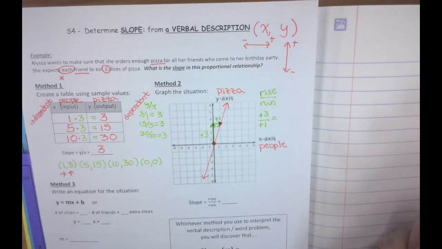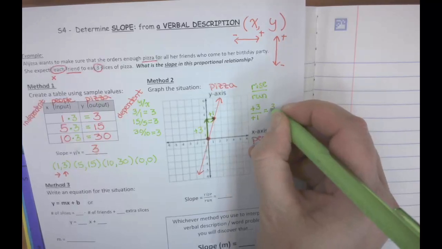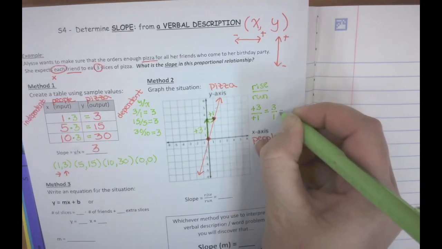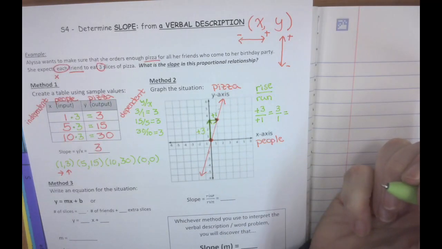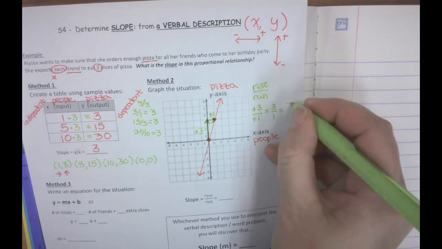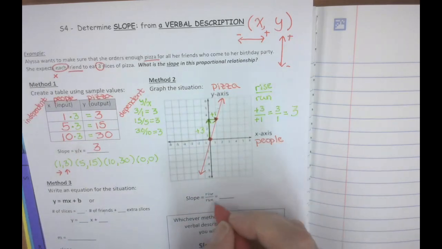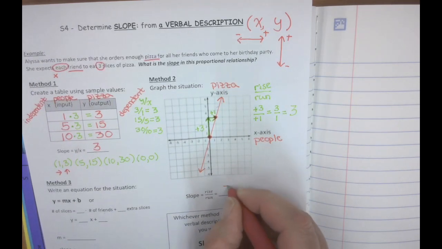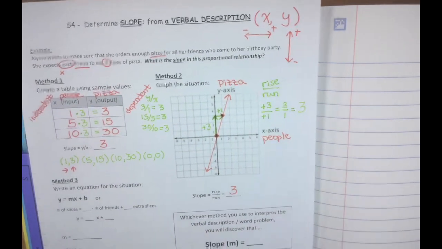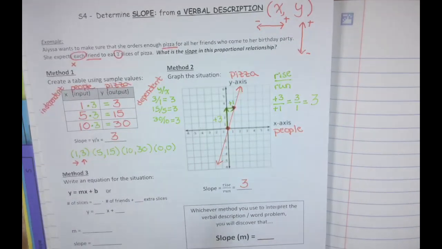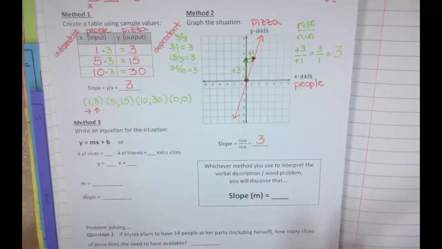Again, when I have positive numbers, I don't have to write the plus sign in front of them. So this is the same as 3 over 1. And of course, if I simplify that, 3 divided by 1 is 3. So using a graph, I could still arrive at the conclusion that my slope is 3. Now, being that we haven't done anything with our graphs yet, this is probably just more work at this point because you're having to start with a table first anyways. But as we get more comfortable with graphing, that might be an option you choose.